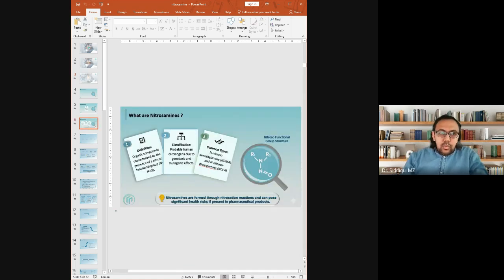So first of all, what are nitrosamines? These are basically organic compounds characterized by the presence of nitroso functional group, which is N single bond N double bond O. And why do they have such importance? Because they have been classified as probable human carcinogens due to their genotoxic and mutagenic effects. They produce those effects because of their ability to alkylate the DNA even at very low concentrations. So the common types are NDMA and NDEA.